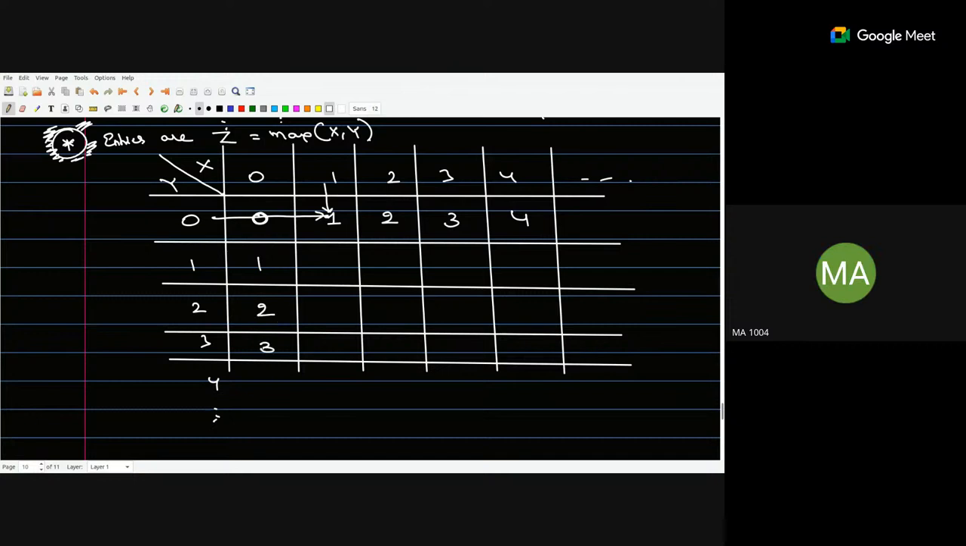This is 3. Now tell me this entry. 3. So what will this be? Here x is 3 and y is 2. So it is max of 3 comma 2, and it will be 3. Similarly, I'll quickly fill this out. Let me know if I'm wrong. This will be 4, this will be 2, 4, 3, 3, 3, 4, 4, 4, and this will go on and so on. Is this correct? Yes, sir.